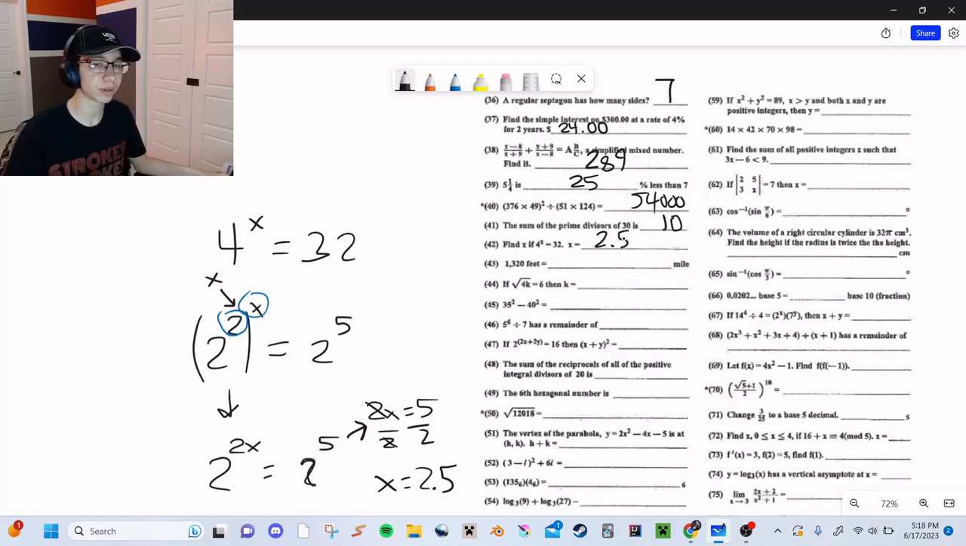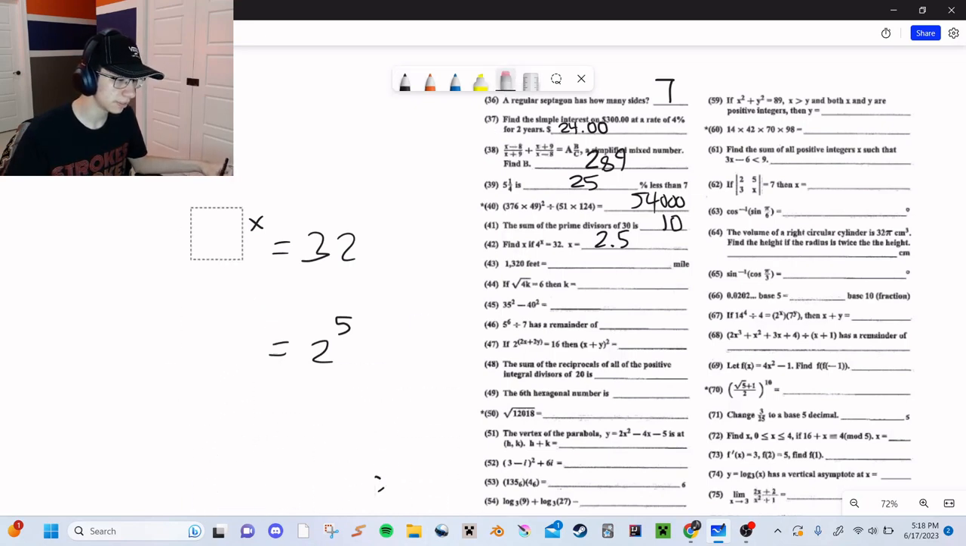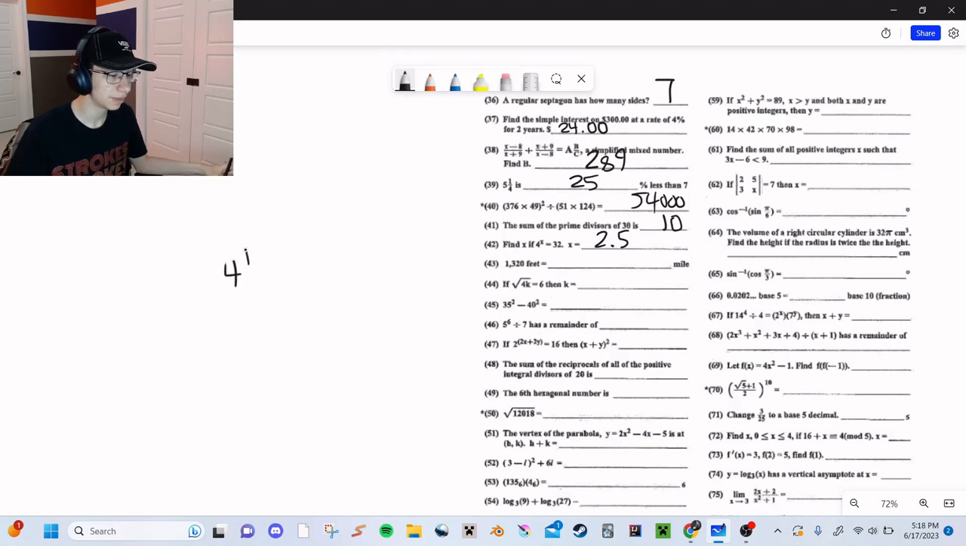Another way you could have approached this question is that you could have thought to yourself, okay, I know what 4 to the first is, that's 4. I know what 4 squared is, that's 16. I know what 4 to the third is, that's 64. So it can't be a whole number. It's got to be between 2 and 3.